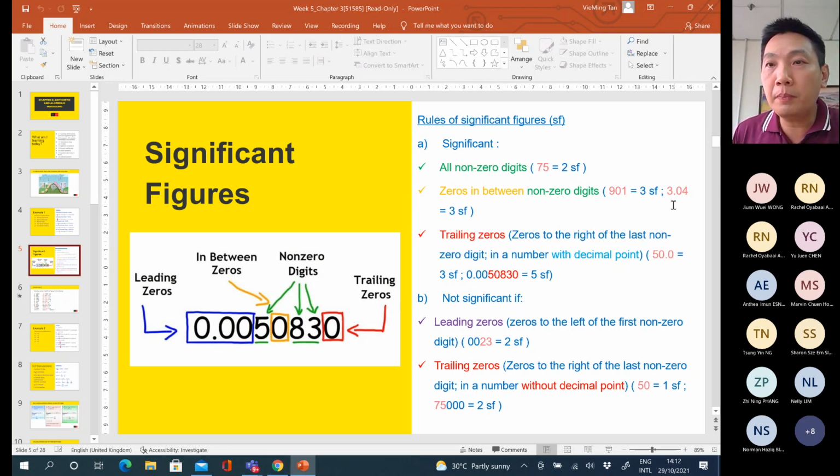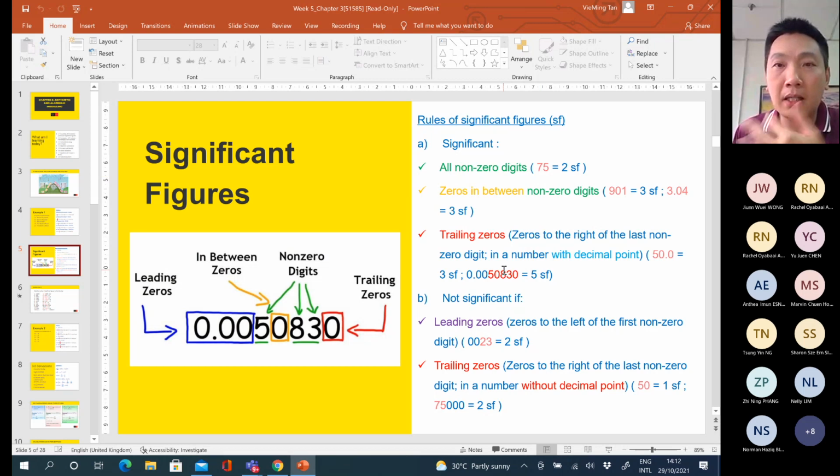How about this one? 3.04. This 0 is in between 2 non-zero numbers, so we should include the 0 when we identify the significant figures as well. So altogether this number consists of 3 meaningful figures, 3 significant figures. Then how about this one, let's say 75. 75 are all non-zero numbers, right? So we can conclude 75 has 2 significant figures.